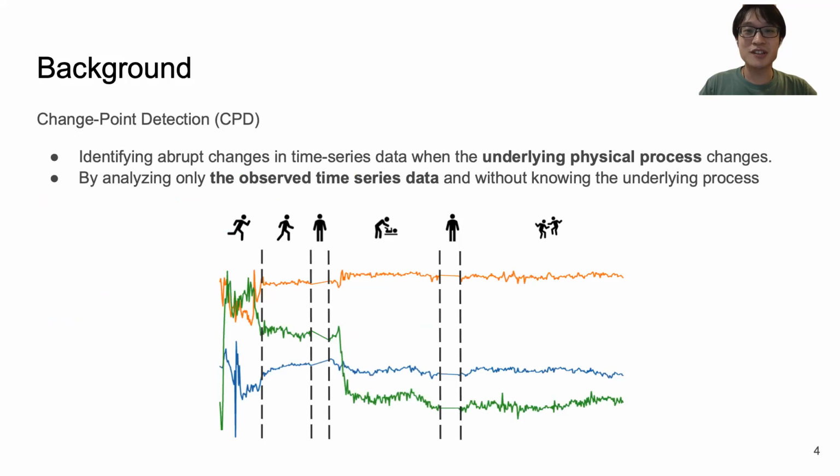And as for change point detection, what is change point detection exactly? Change point detection is the problem of identifying abrupt changes in time series data when the underlying physical process changes, by analyzing only the observed time series data and without knowing the underlying process.